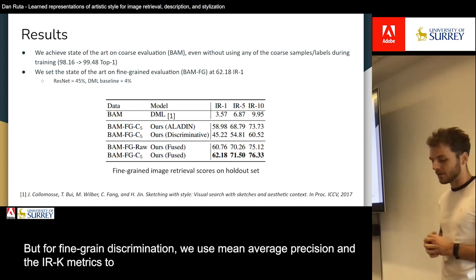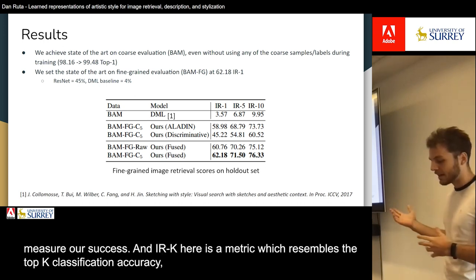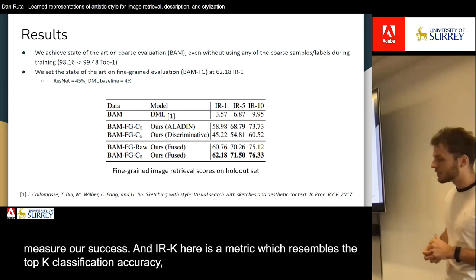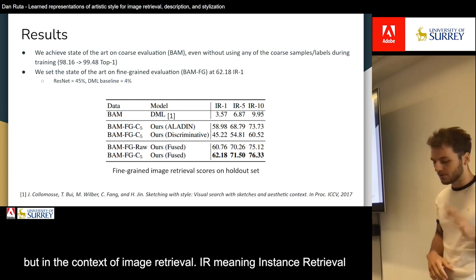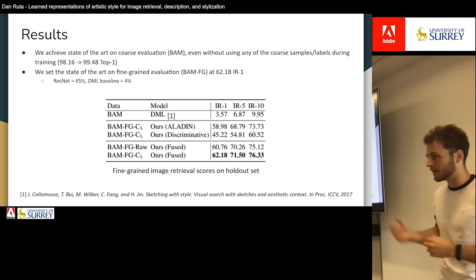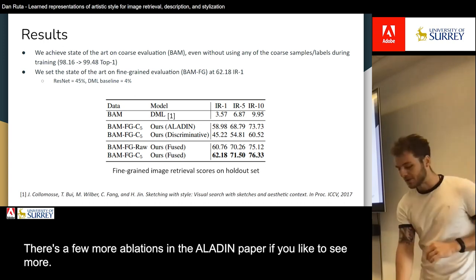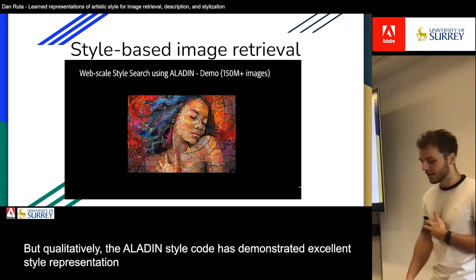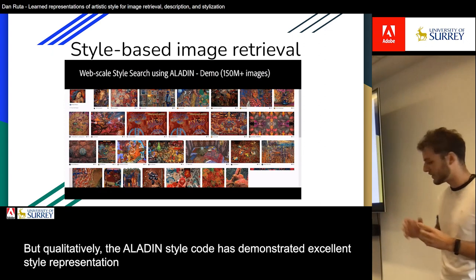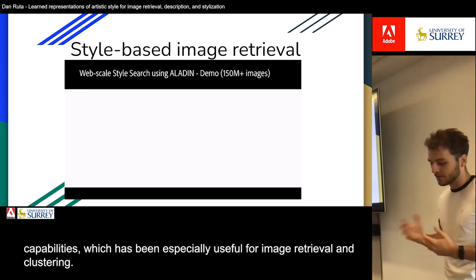But for fine grained discrimination, we use mean average precision and the IRK metrics to measure our success. And IRK here is a metric which resembles the top K classification accuracy, but in the context of image retrieval, IR meaning instance retrieval. Yeah, there's a few more ablations in the ALADIN paper if you'd like to see more. But qualitatively, the ALADIN style code has demonstrated excellent style representation capabilities, which has been especially useful for image retrieval and clustering.